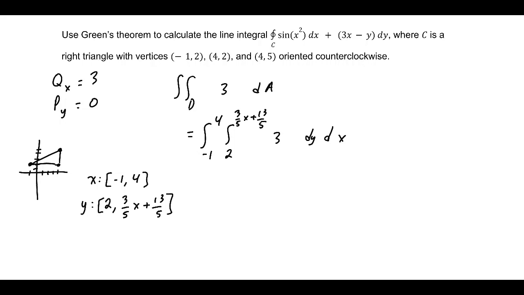Now, because this is a constant, this actually is equal to 3 times the area of the triangle. And it turns out that the area of that triangle has a base of 5 and a height of 3, so that's going to be 15 over 2, so that the total line integral value is 45 over 2.